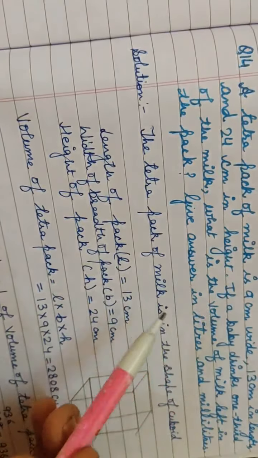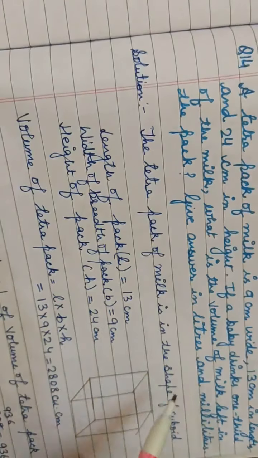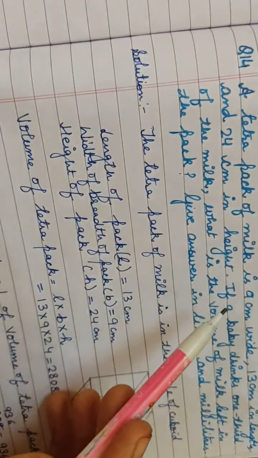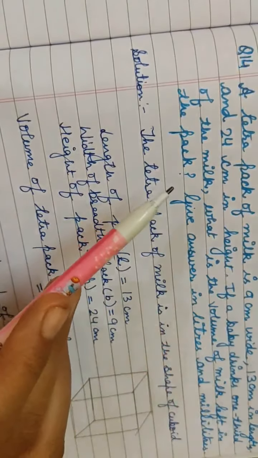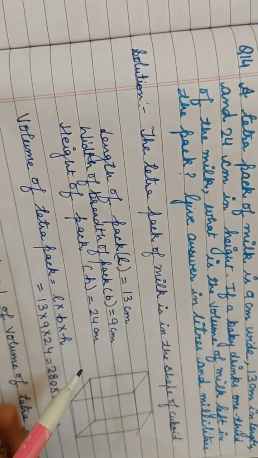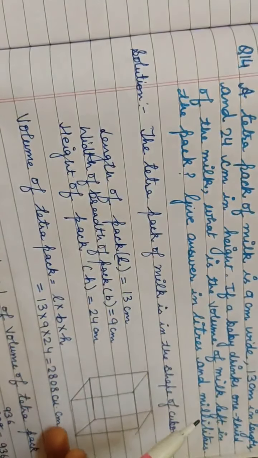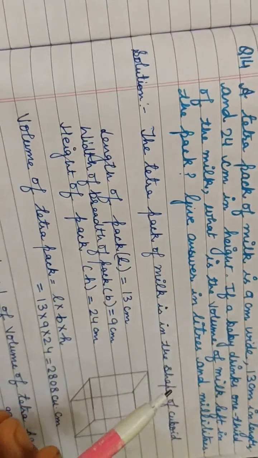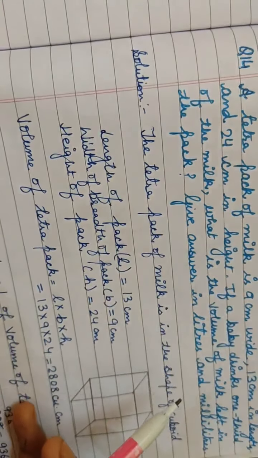So we can easily find the volume of this Tetra Pak. Now what else they have given? If a baby drinks 1/3 of milk, it means the amount of milk drank by baby is 1/3. What is the volume of milk left in the pack? So how will we find the leftover milk?